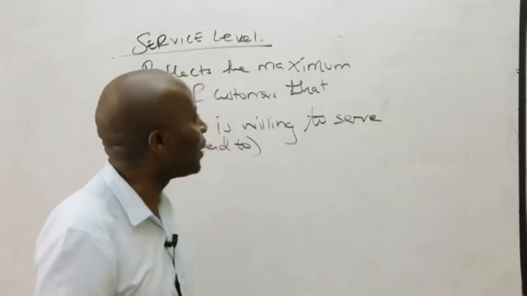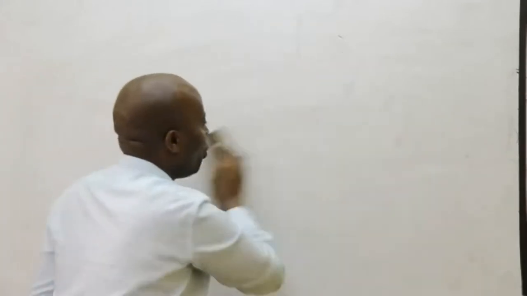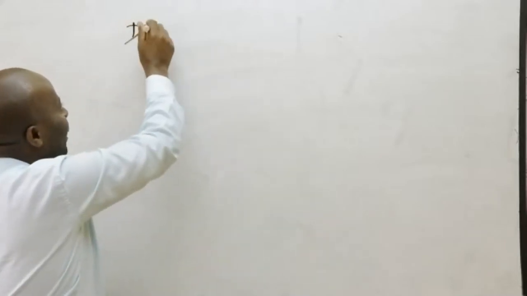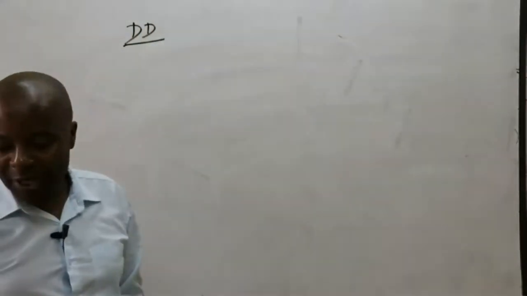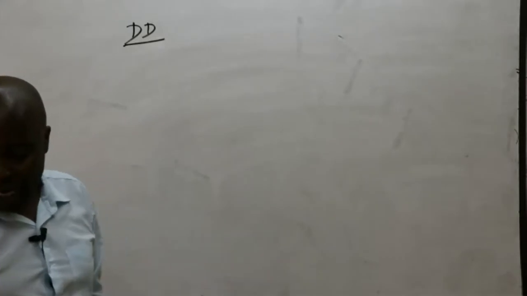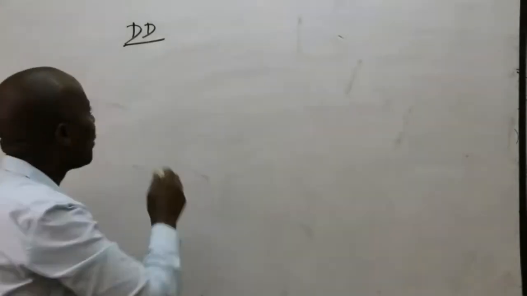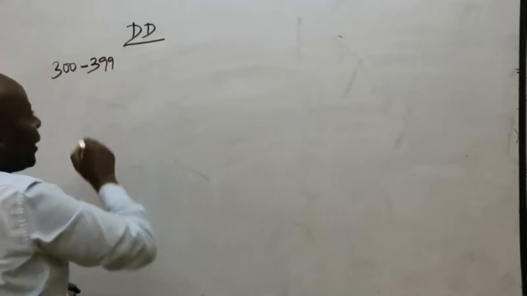Anytime they give me service level, ladies and gentlemen, that is an examiner who wants me to survive and pass this very well. Once they give me a service level, for me to be able to answer, what I need is the demand. You can see our demand, like the first one, actual demand during lead time, is 300 to 399.